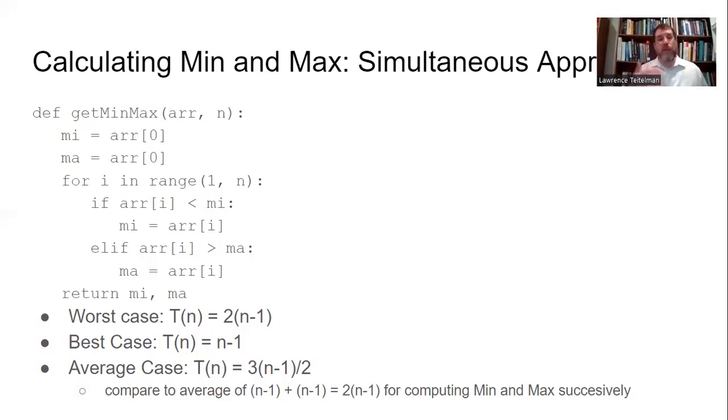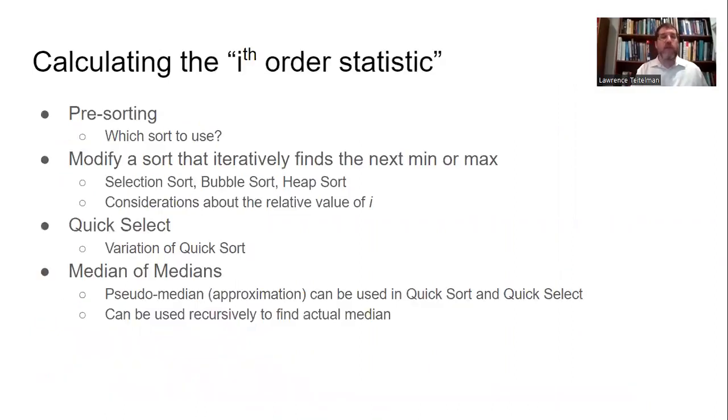Okay, so instead of it being roughly 2n or 2 times n minus 1, we get it down to 1.5n, which is better, still O of n. Now we get to the more general problem, right? The more general problem is the ith order statistic. I don't just want a min or max. I want to get the 20th percentile, the 40th percentile, the 50th percentile. What do I do?